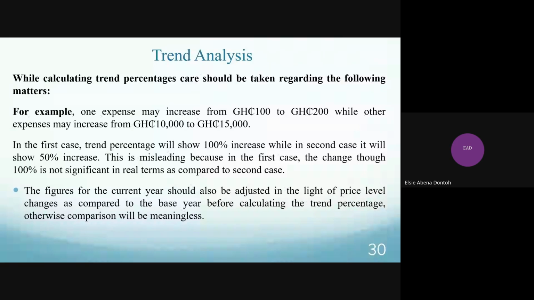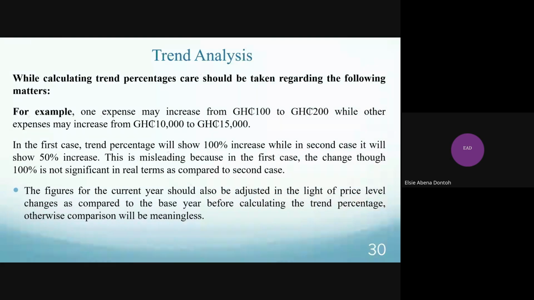From 100 cities to 200 cities, while other expenses may increase from 10,000 to 15,000. You see here, the trend percentage will show a 100% increase in the first case, and then in the second case, this is misleading, because in the first case the change was 100%, but it's not that significant or meaningful. It's not that huge as compared to the other.